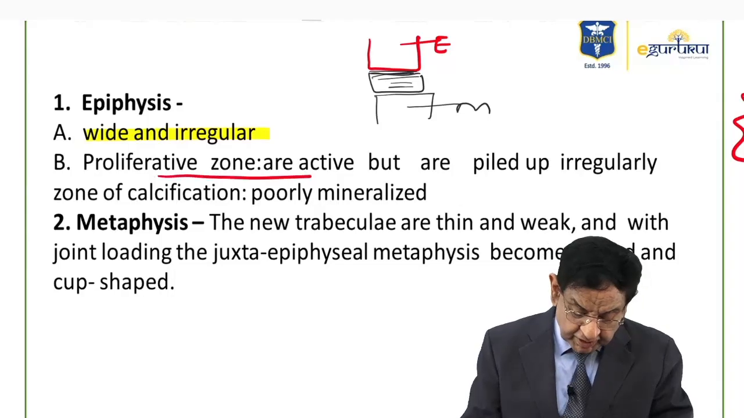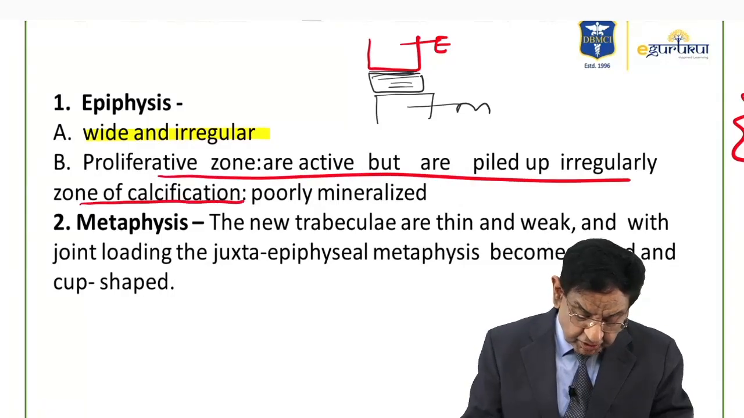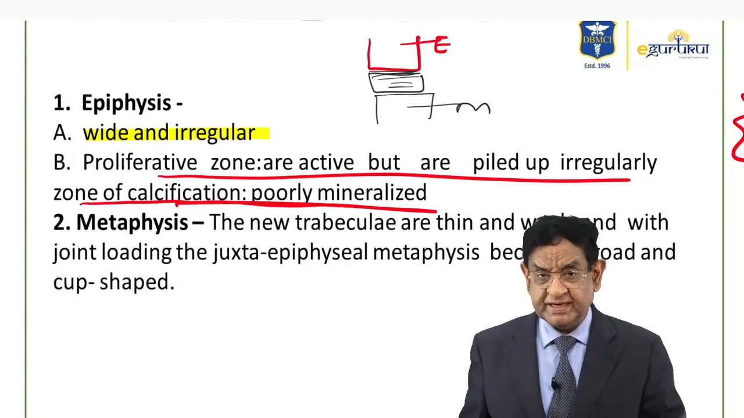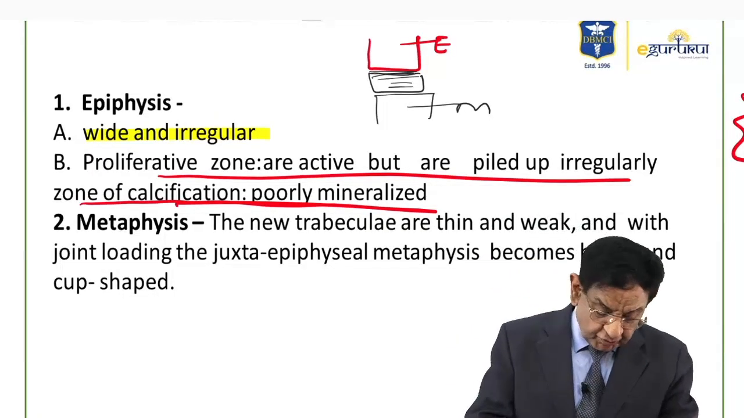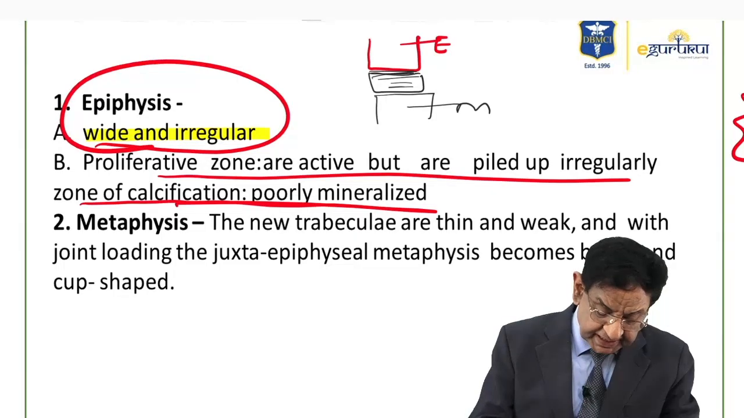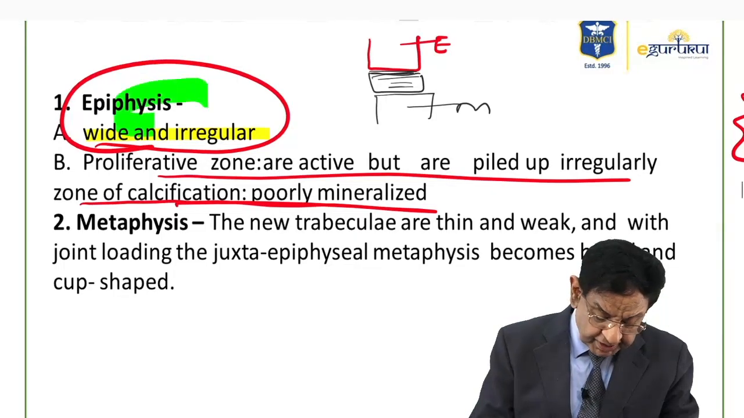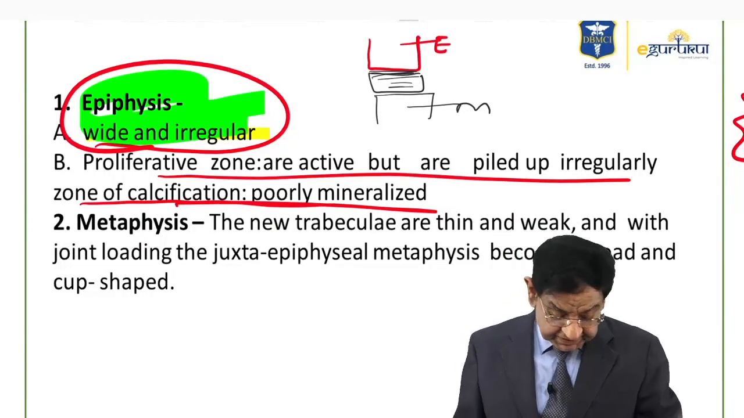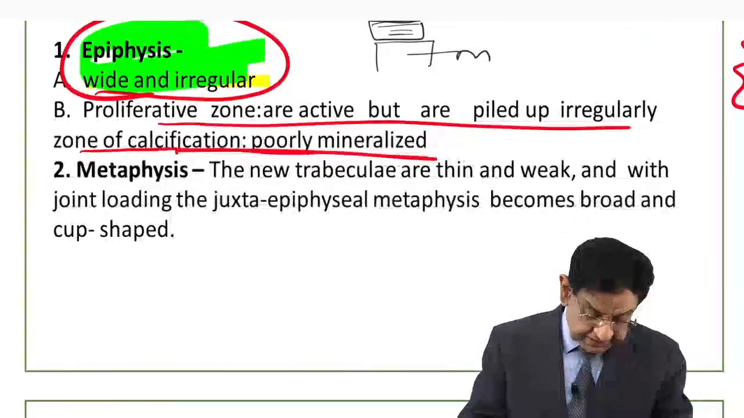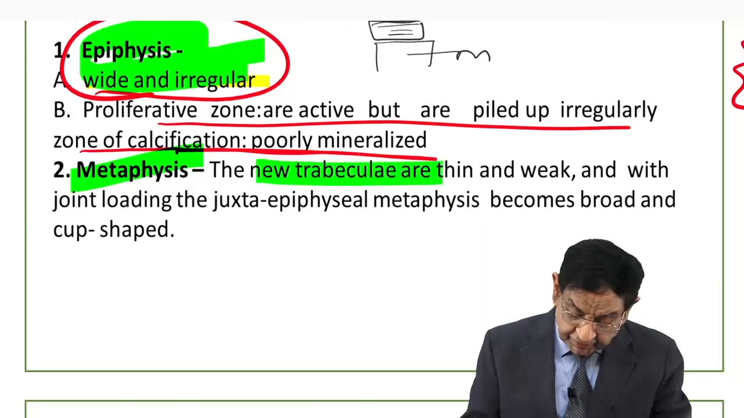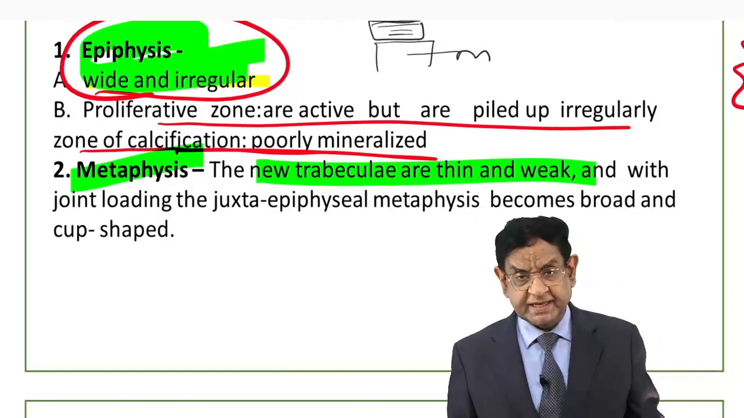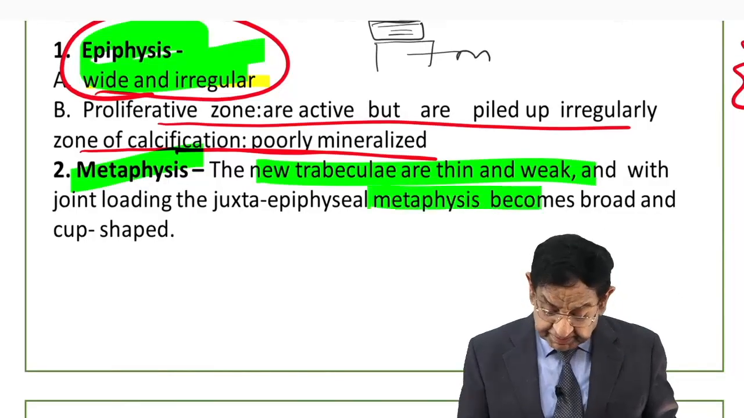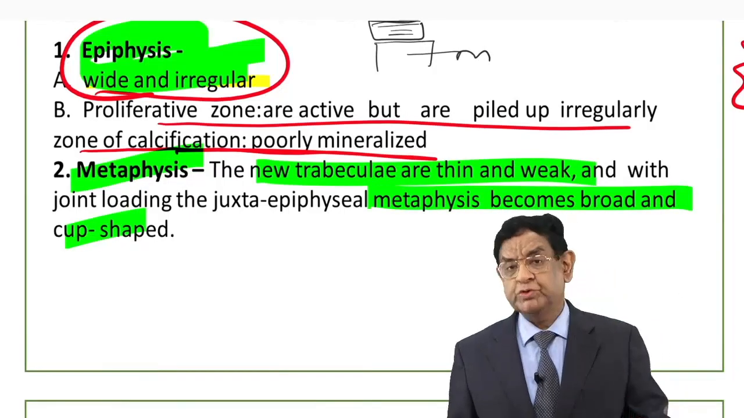The proliferative zone is active, but cells are piled up irregularly and the zone of calcification is poorly mineralized. So whatever cells are there, they are not getting calcified. The nutshell is wide and irregular epiphysis. That's all, this is the only keyword that you got to remember: wide and irregular epiphysis. In the metaphysis, the trabeculae are weak, thin trabeculae will be there, and the metaphysis again becomes broad and cup shaped. I'll show you the picture.